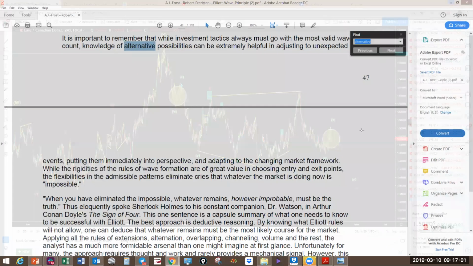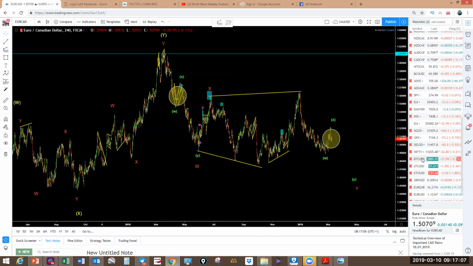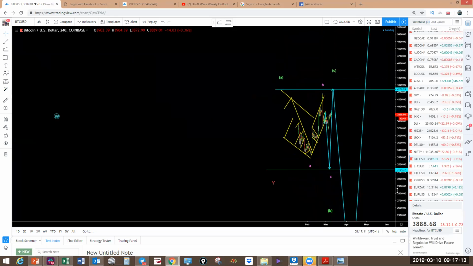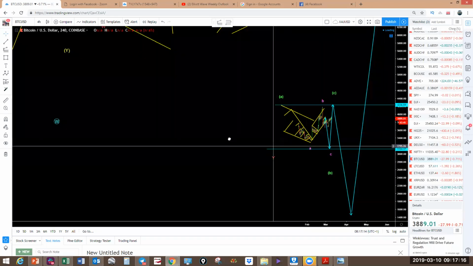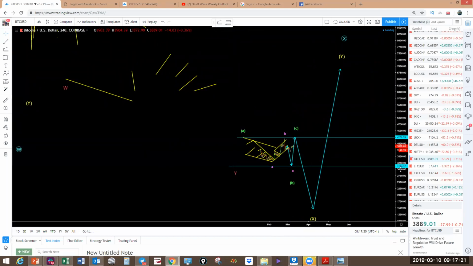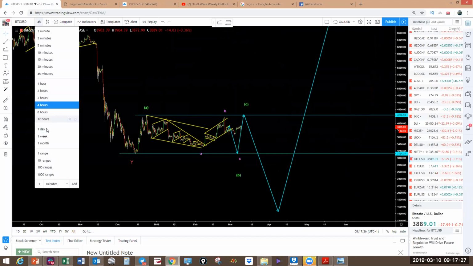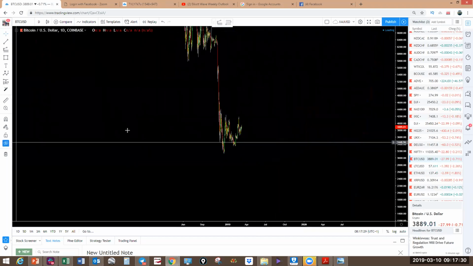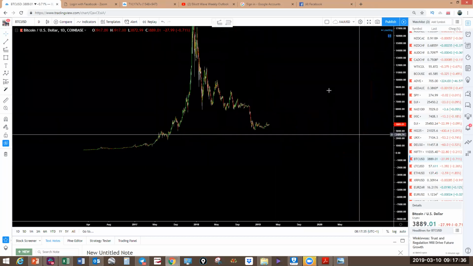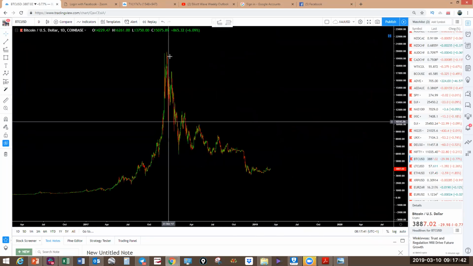So now let's start with our analysis this week. We'll start with the cryptocurrencies. Let's start with Bitcoin. Right, Bitcoin. I'm going to start with the higher degree analysis again. So this is the 4-hour on Bitcoin. Let's go to the daily. So on the daily, this is what Bitcoin looks like, and I've been showing this one for the last couple of months or weeks.